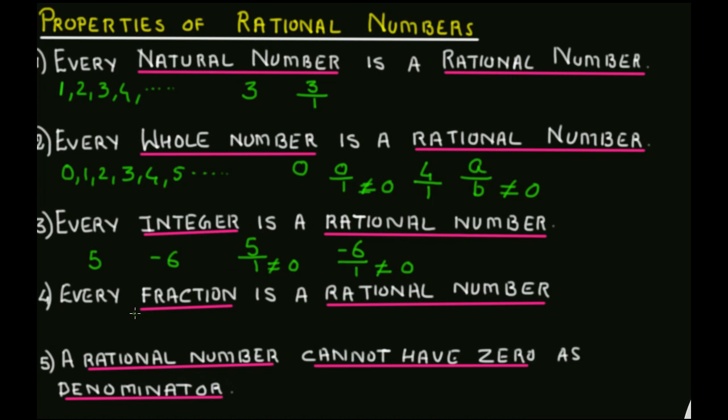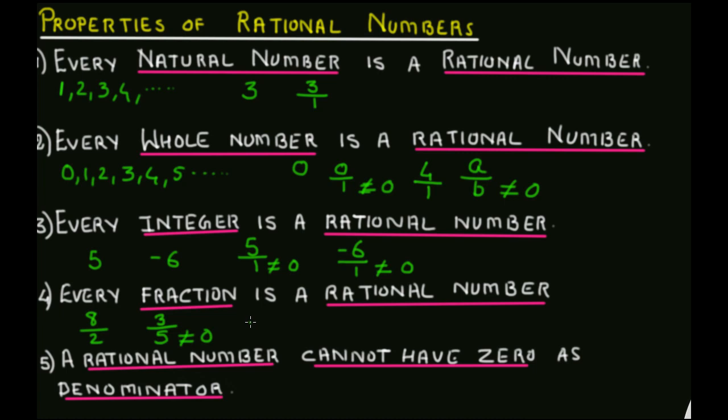Now let's take a fraction. Let's take an improper fraction, 8 by 2. It is a rational number. Why? Because here the denominator is not equal to 0. Let's take as a proper fraction 3 by 5. Again, it's a rational number. Why? Because it takes the form of a by b, where b is not equal to 0.